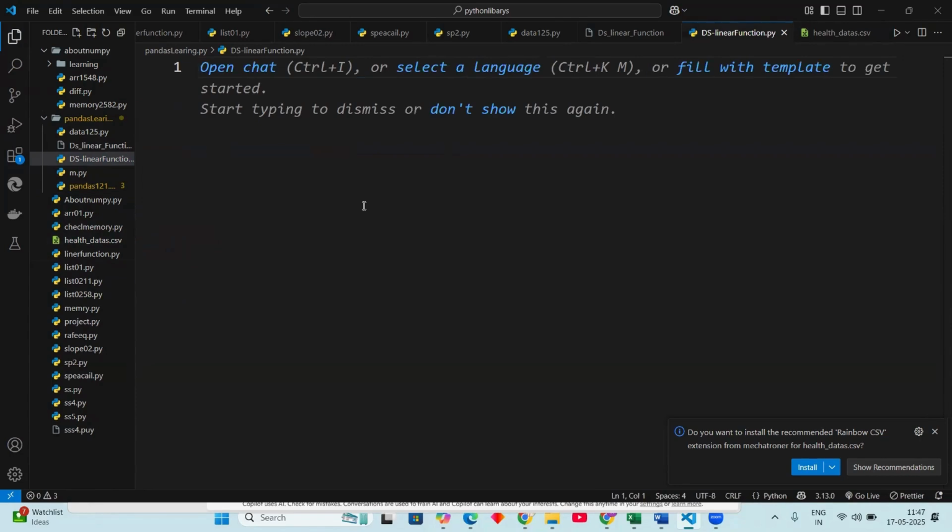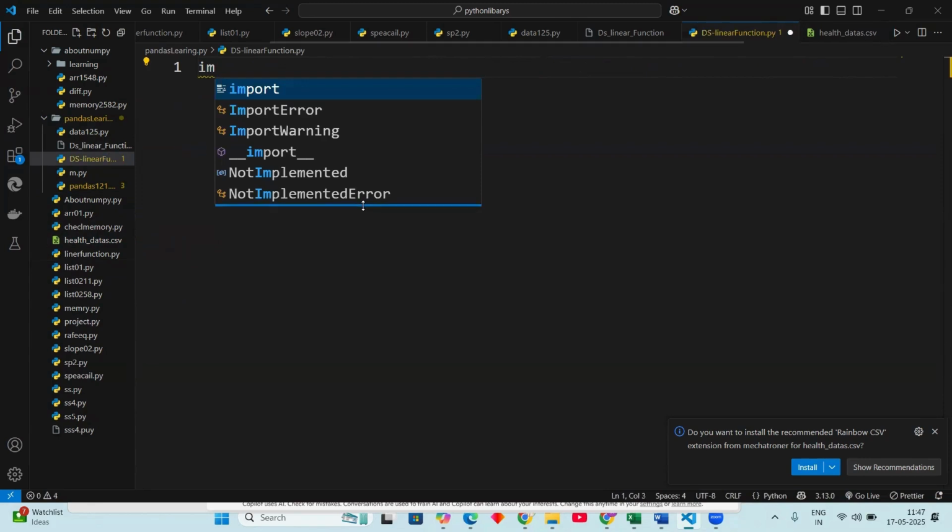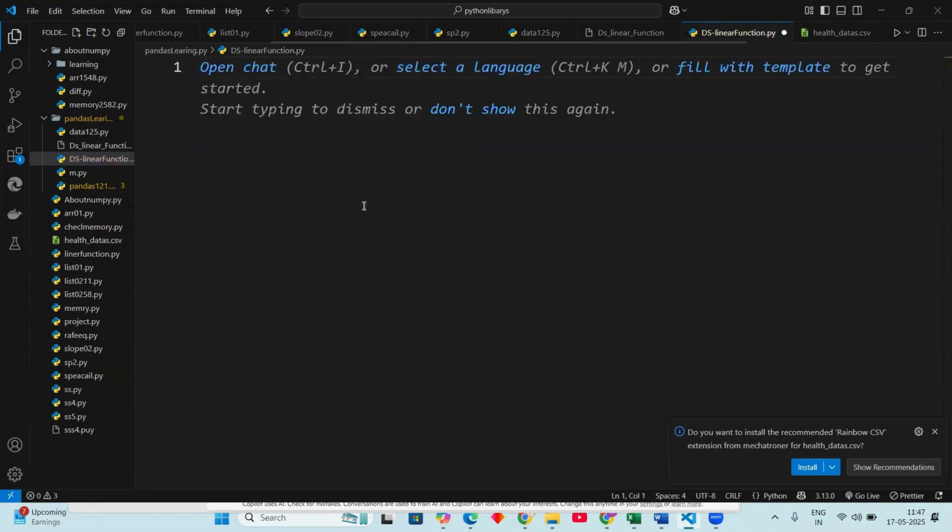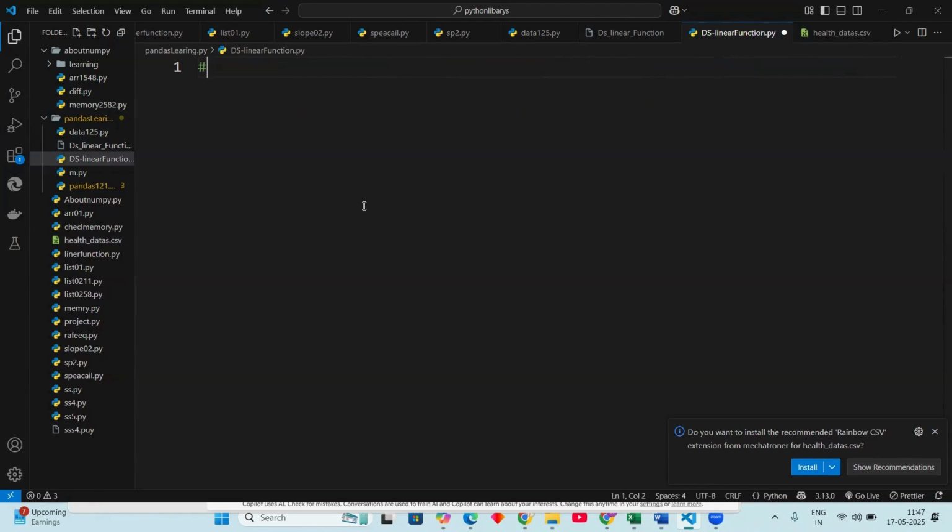Now take the import matplotlib. First of all, I want to tell you a little bit about matplotlib. Matplotlib is a visualization library for graphs. It is used for the visualization part, to represent the data in a structured manner.